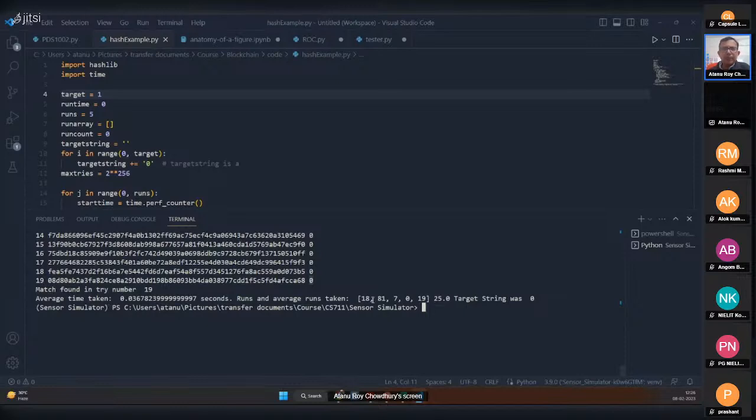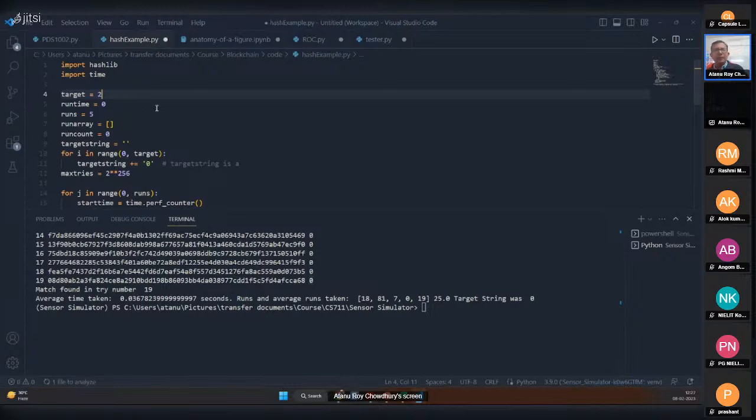Each time it found me a value in 18 runs, 81 runs, 7 runs, 0 runs, and 19 runs, right? So on average, the time taken to find a block, a magic number that satisfies the proof of work, was only 0.03 seconds. Now, what would happen if I change that target a little bit?